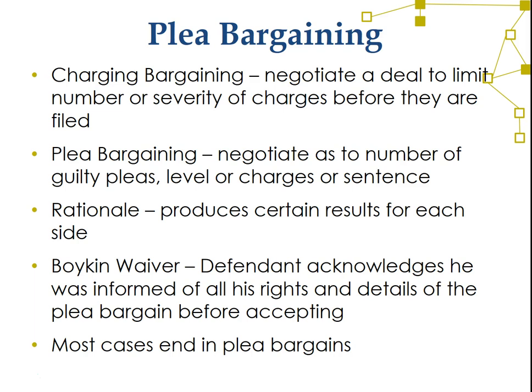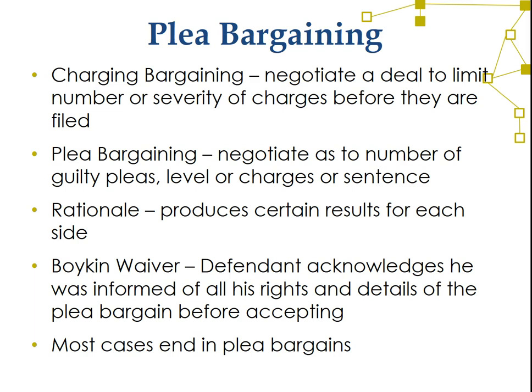So plea bargaining is the process whereby the prosecution and defense work out an agreement for the defendant to plead guilty to one or more charges without a trial. Now, in return, the prosecutor usually agrees to drop some of the original charges or reduce sentencing demands. And when the agreement is reached before the charges are filed, the process is referred to as charge bargaining. Now, after the charges are filed, it's called plea bargaining. And both of these are now recognized as a legitimate part of the legal system in most jurisdictions.